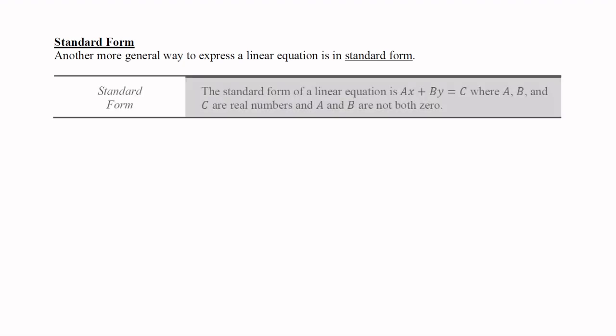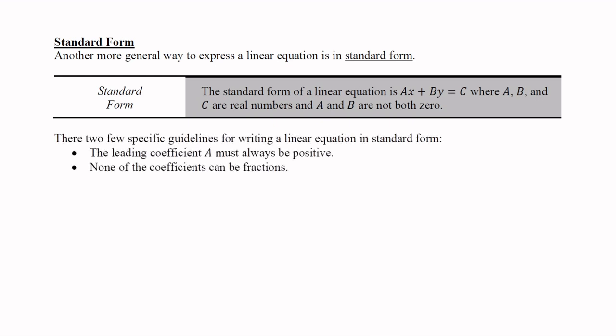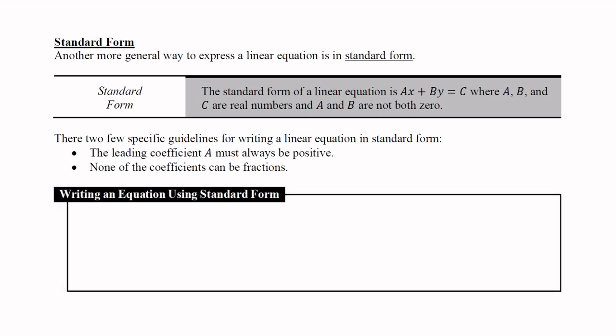The last form we're going to look at in this section is standard form. It is a more general way to express a linear equation. Standard form is the form ax + by = c, where a, b, and c are all real numbers, and a and b are not both 0. Now, there are a couple of specific guidelines for writing a linear equation in standard form. The first, the leading coefficient a must always be positive, and secondly, none of the coefficients can be fractions.